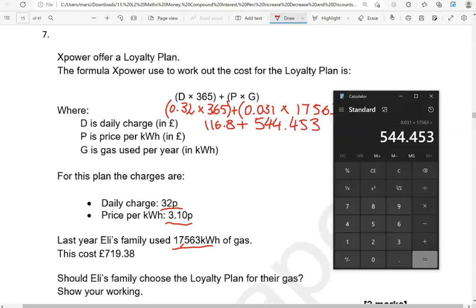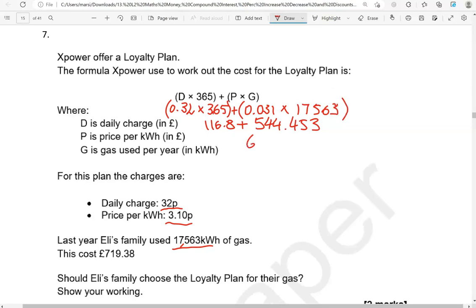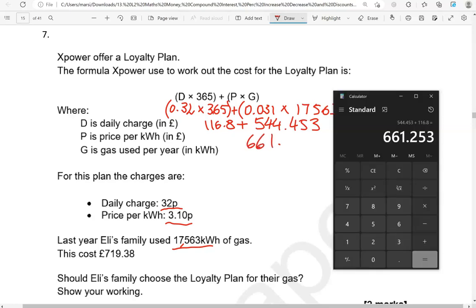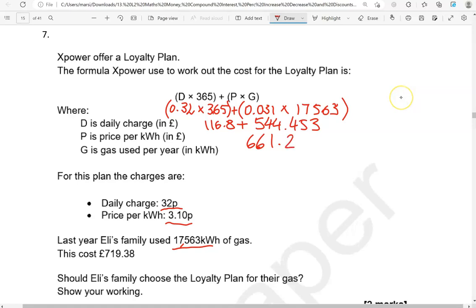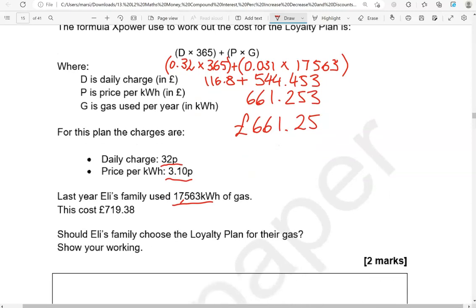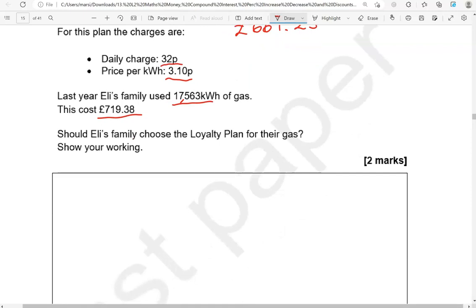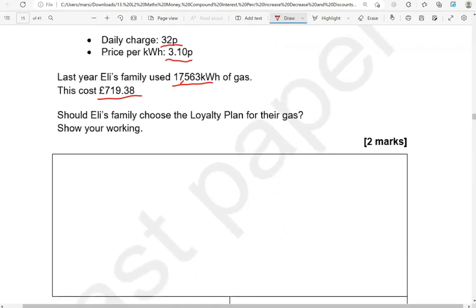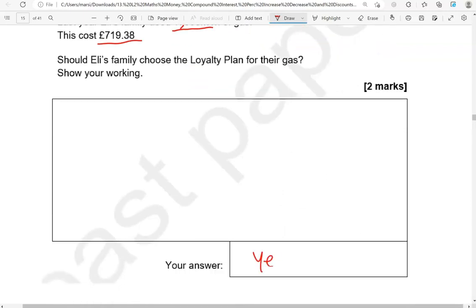So adding these two together now gives us 661.253. So that is £661.25. Comparing it to £719.38, that is cheaper. So should Ellie's family choose the loyalty plan for their gas, we're going to say yes, it's cheaper.